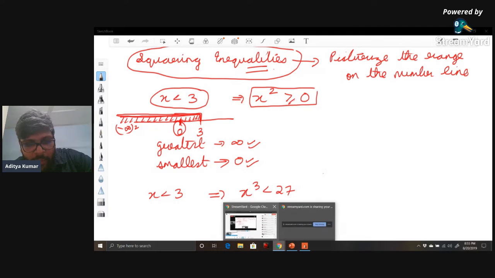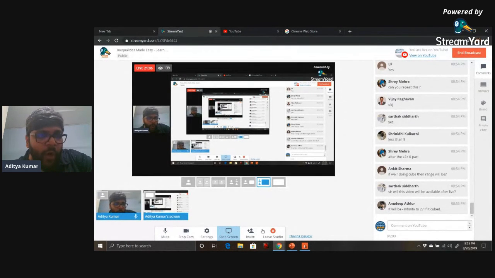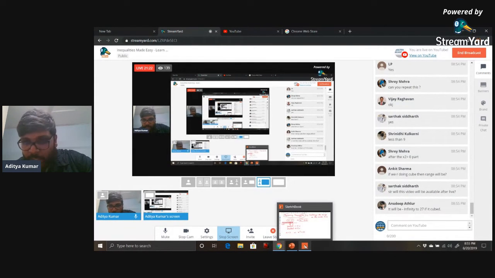You know why? Because cubing, or taking an odd exponent, is not going to change sign. But taking an even exponent is going to change sign. So since I know it's changing sign, that's why I'm plotting it on the number line and then figuring out the range. Got it? Perfect. Anudeep, you're right, it's going to be x cube is less than 27. Simple as that.